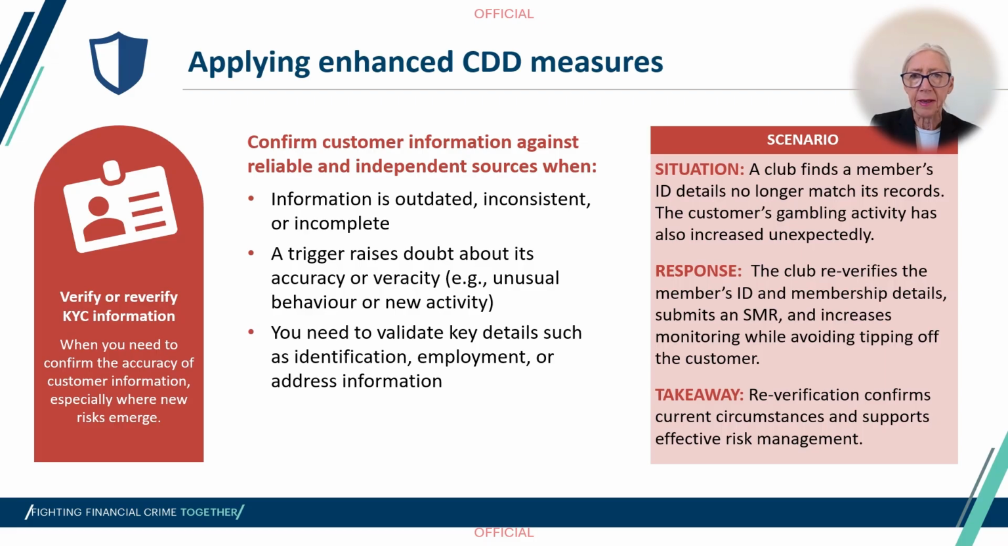As part of enhanced CDD, the club re-verifies the member's identification and membership details to confirm their current circumstances. The club considers the risks and continues providing the services, but also submits a suspicious matter report and increases its monitoring of the member's activity, taking care to avoid tipping off the customer. Remember, when enhanced CDD is applied, it's not a single step or a one-size-fits-all process. You need to look at the circumstances, identify what risk needs to be addressed, and apply the measures that will genuinely help you understand, manage, and mitigate those risks.